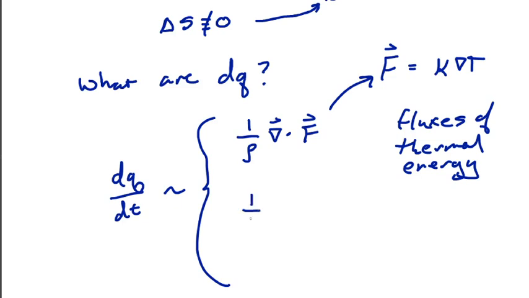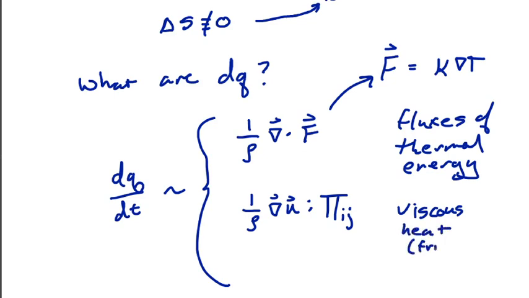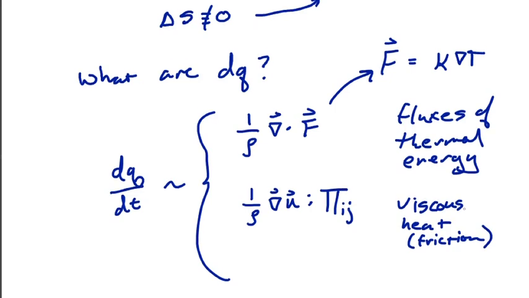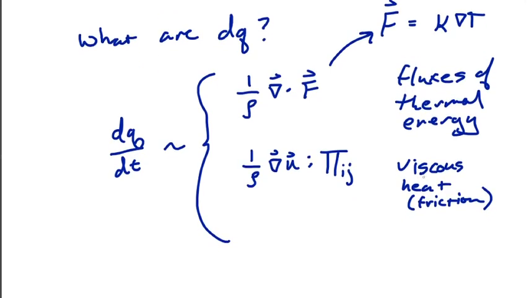We might have it be another diffusion-related term. Our dq might also be something like 1 over rho times grad u, so this is a 2-tensor, grad u, dotted into the viscous stress 2-tensor, pi ij. And this represents viscous heat, which you can think of as friction, internal friction in a fluid. The fluid rubbing against itself and dissipating motional energy and turning it into internal energy or thermal energy. We'll meet pi ij in more detail as we start learning the viscous Navier-Stokes equations.